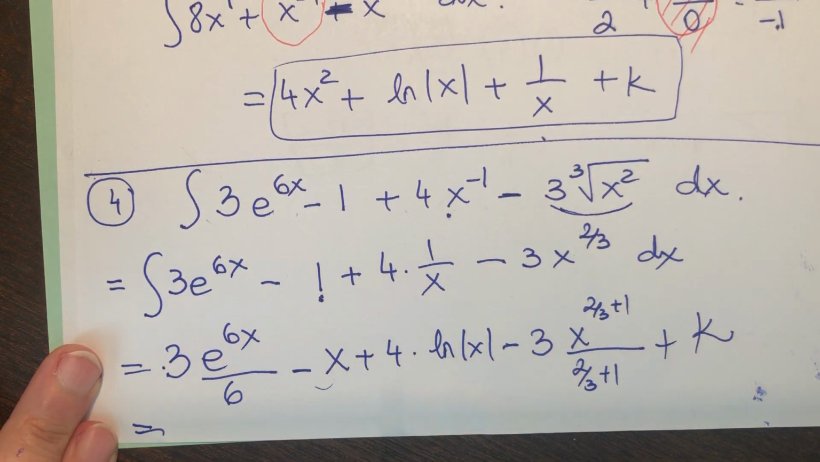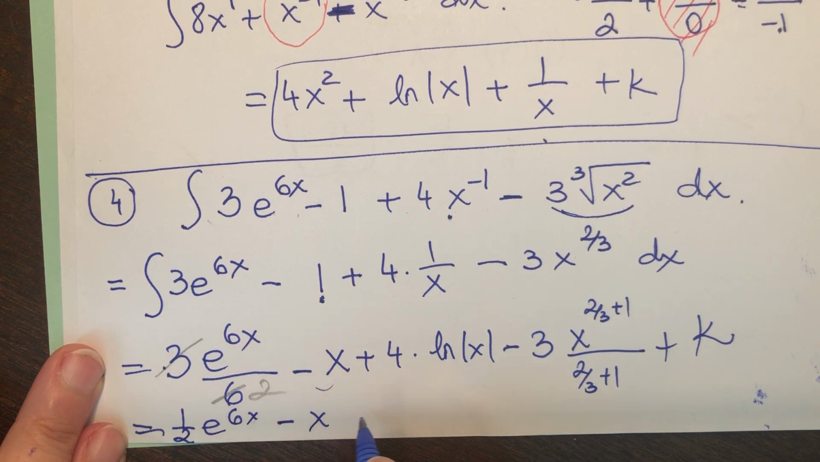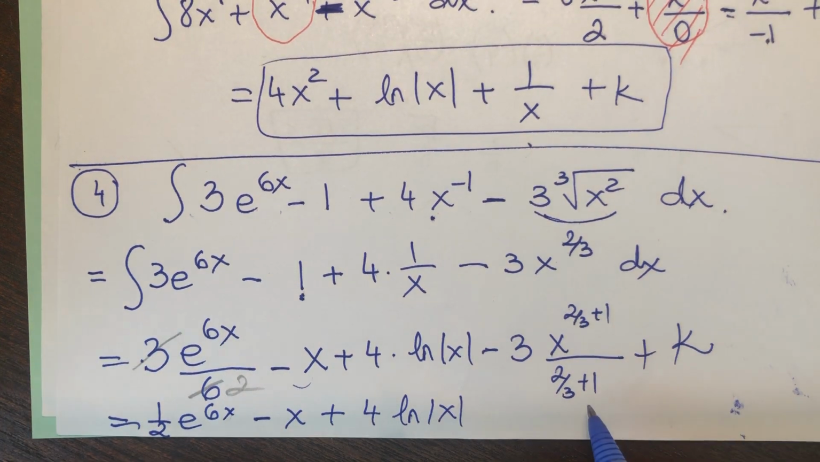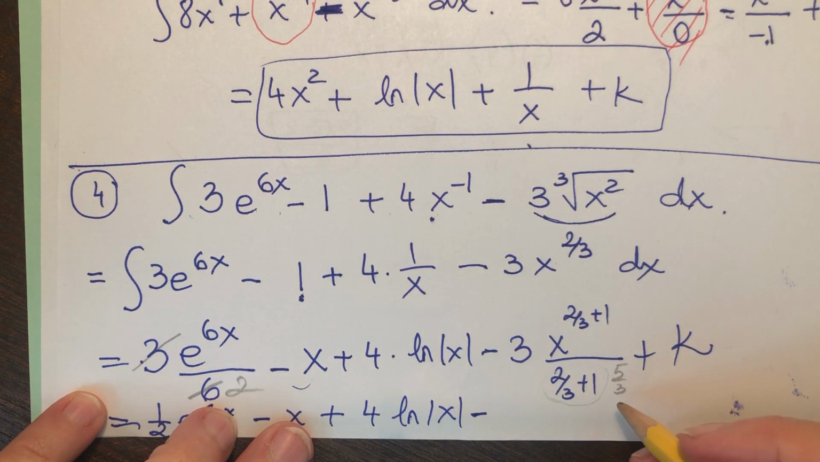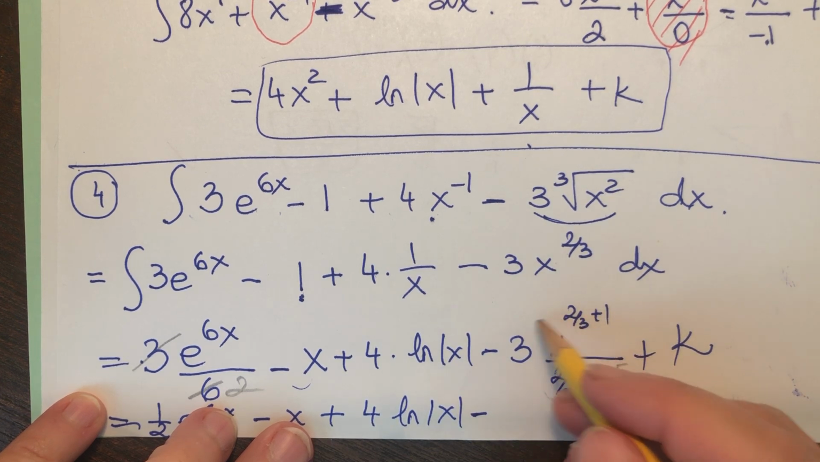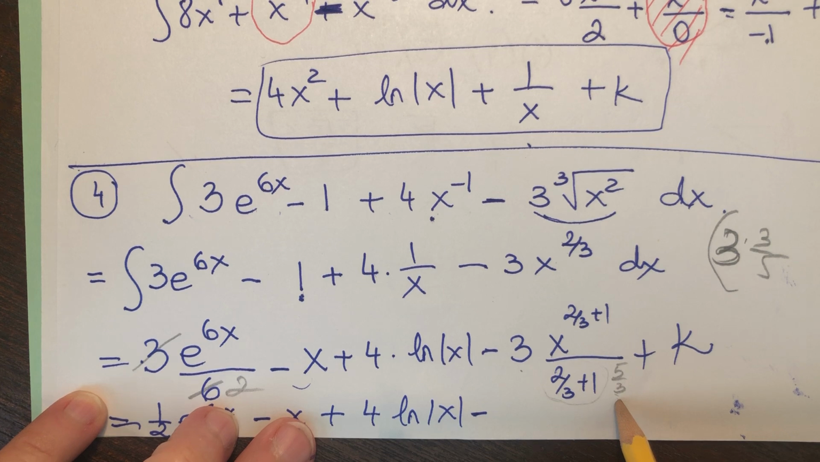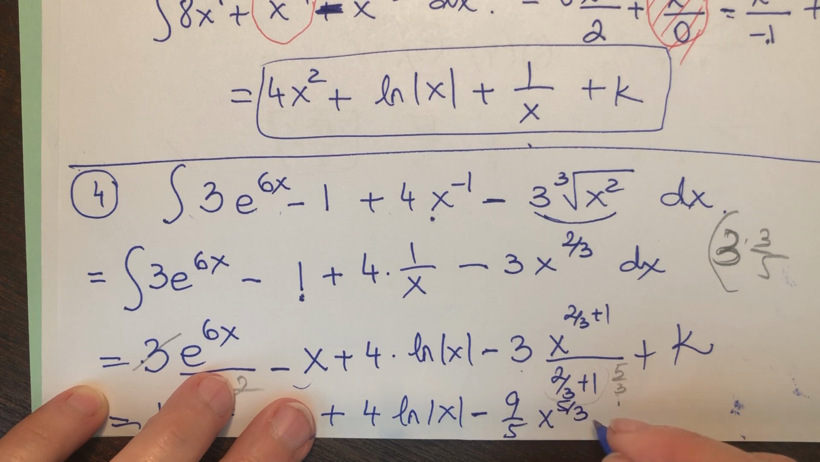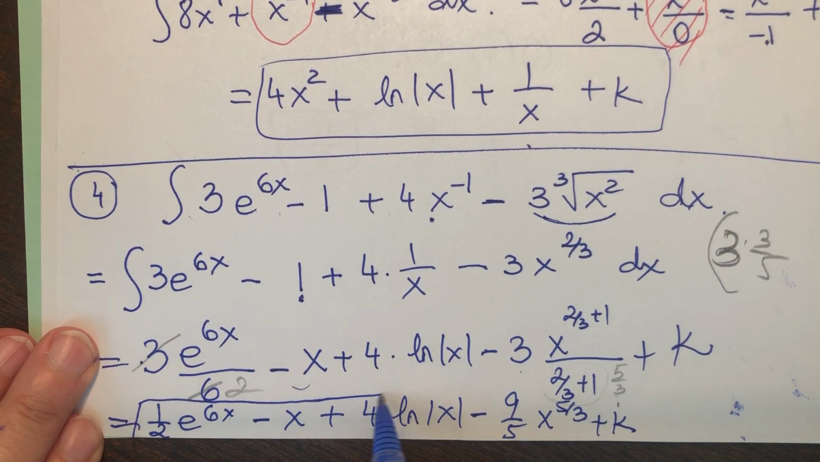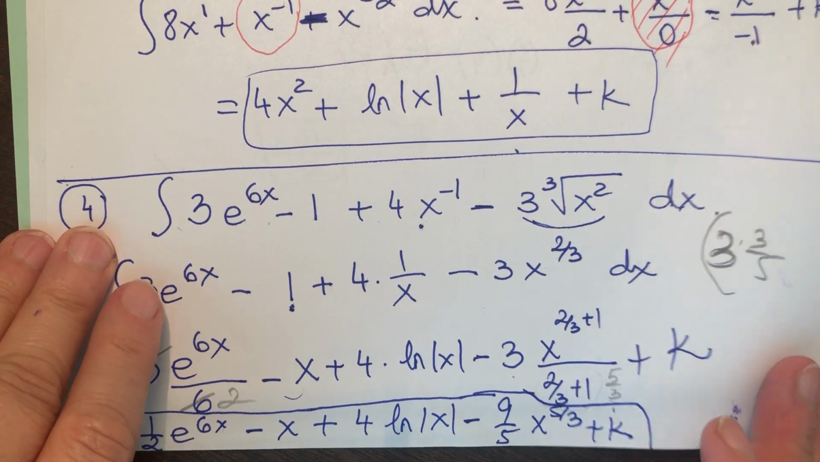I have room here. 3 and 6 do reduce to a 1/2 e to the 6x minus x plus 4 ln of the absolute value of x, but this is another thing I need to fix. Let's see, I don't want to rewrite the whole thing again. I don't have room. 2/3 plus 1, that's what? 5/3, yes. And to divide by 5/3 is the same thing as multiplying by what? 3/5. And 3 divided by 5/3 is the same thing as 3 times 3/5, which is 9/5. X to the 5/3 there. Okay. I squished myself down here. All right. Okay, so maybe let's try one more or a couple more.